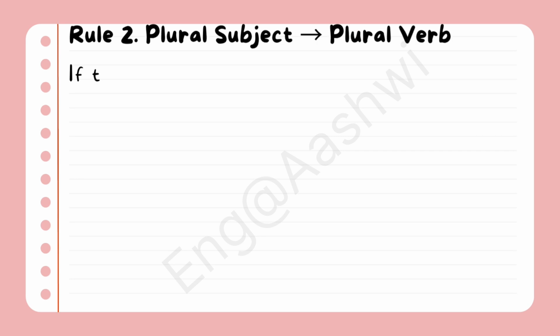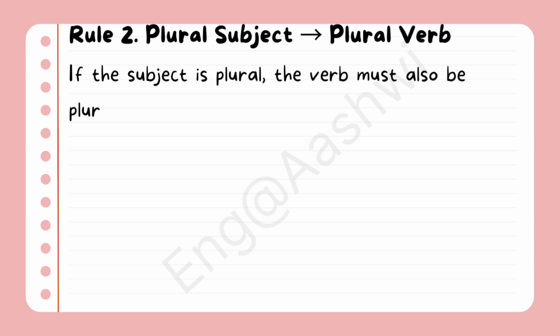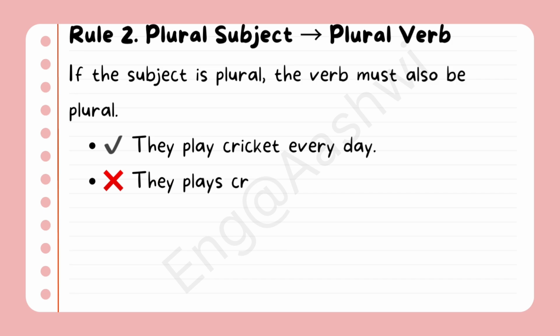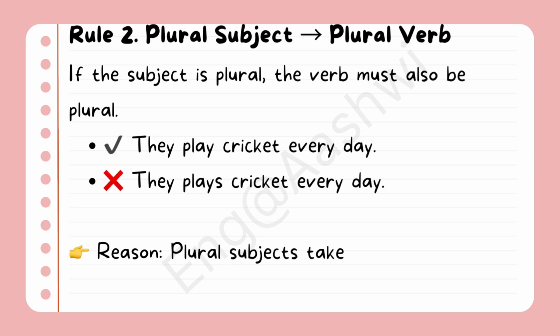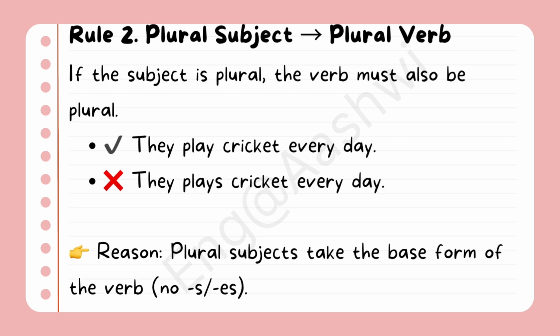Rule number 2. Plural subjects take plural verb. When your subject is plural, the verb must also be plural, which means you need not add anything to your verb, neither s nor es. For example, they play cricket every day. They plays cricket every day is wrong because plays is a singular verb.